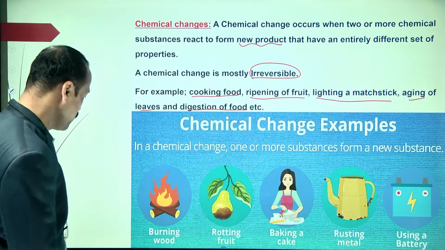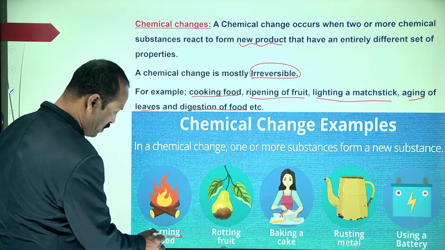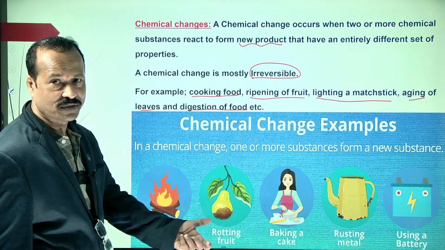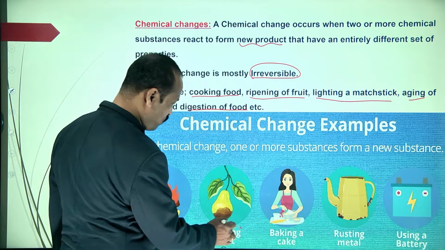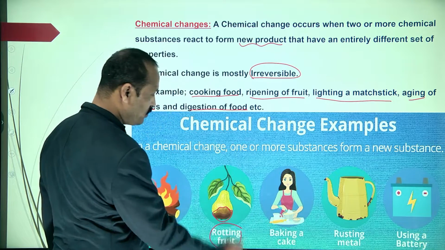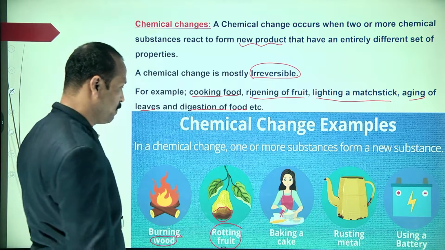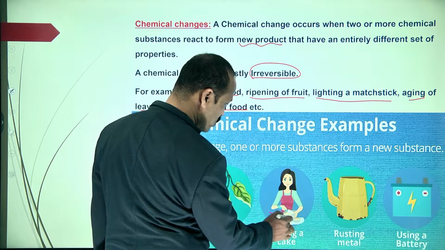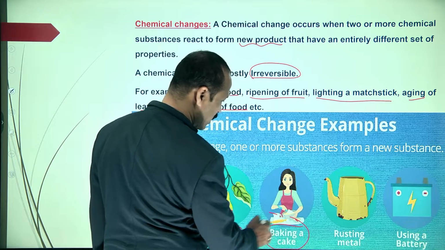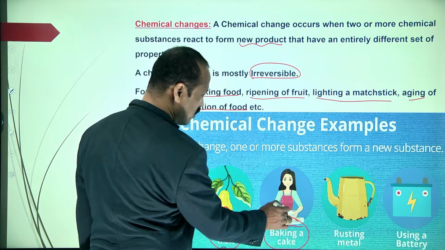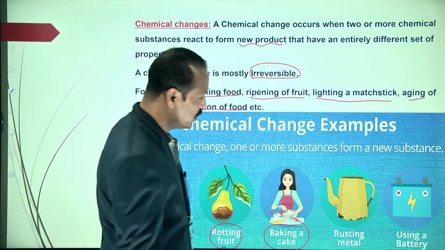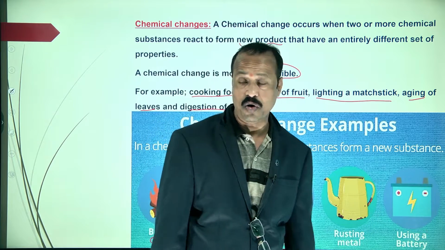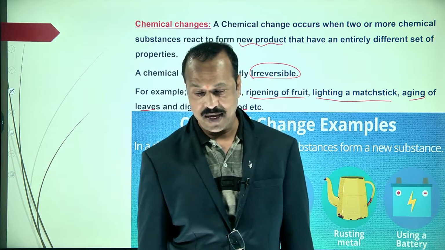Some more examples you see here. Burning of wood. If we burn the wood, can we get the wood back again? No, it becomes ash. Rotting fruit: once it is rotted, we cannot get it back. Baking of cake: she is using flour, sugar and other things to bake a cake. Once the cake is made, can we get all those raw things back? No. Rusting of metals: you know that metals will rust. And usage of a battery. All these things are examples of chemical change.